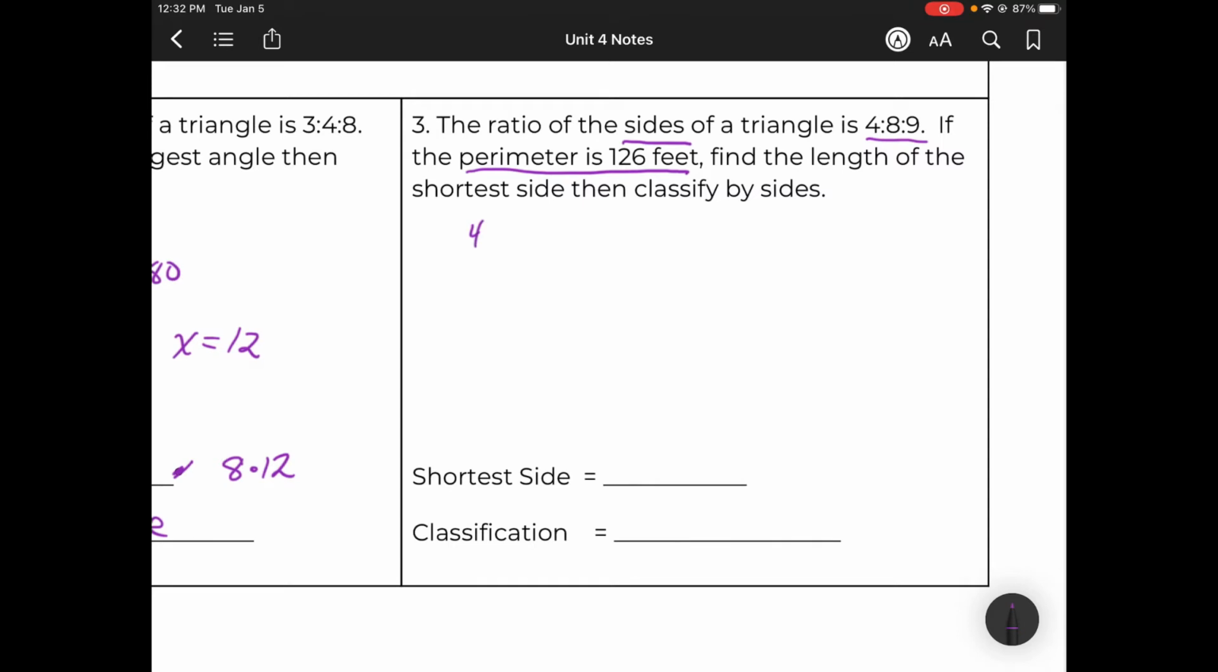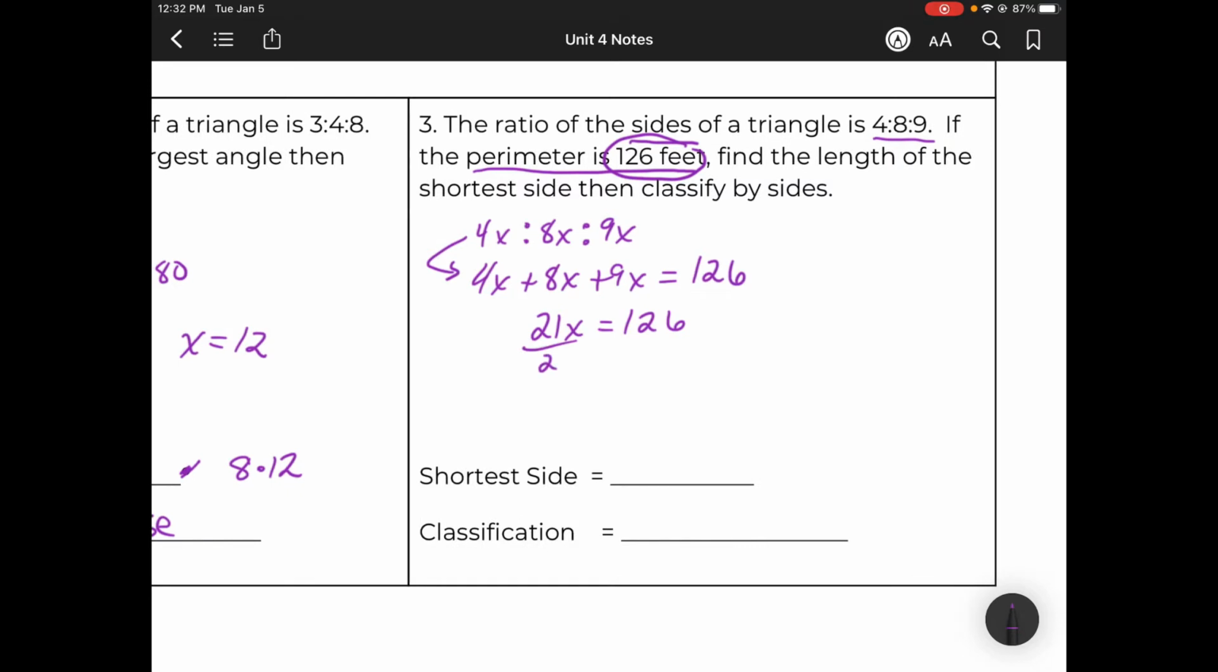So this extended ratio, which I could rewrite as 4x to 8x to 9x, gives me the equation 4x plus 8x plus 9x equals the total for the perimeter in this case, 126. And again, we can combine our like terms. 4 plus 8 plus 9 is 21x. And then if I divide both sides by 21, I get that x equals 6.